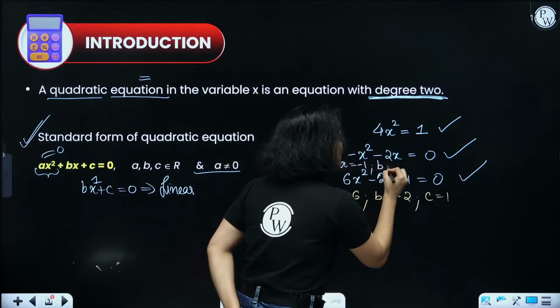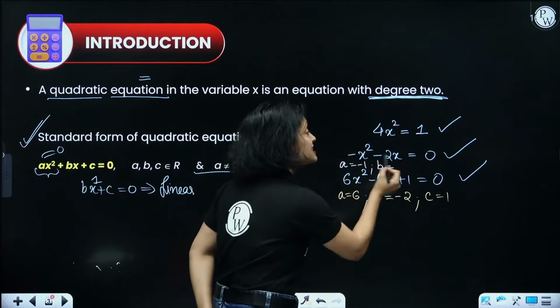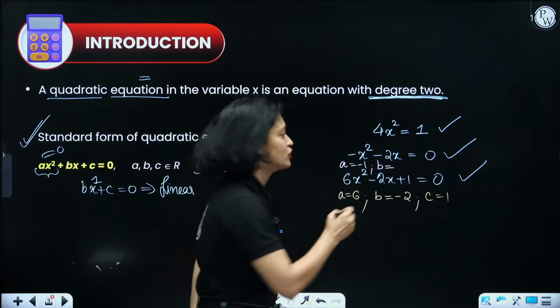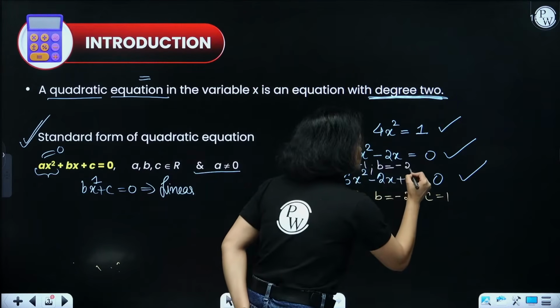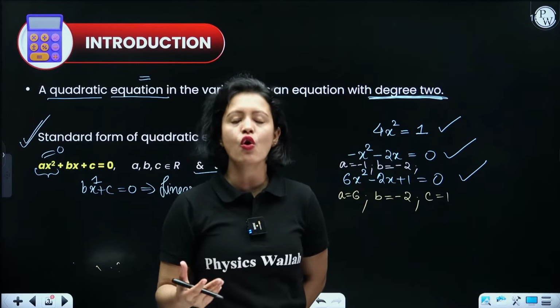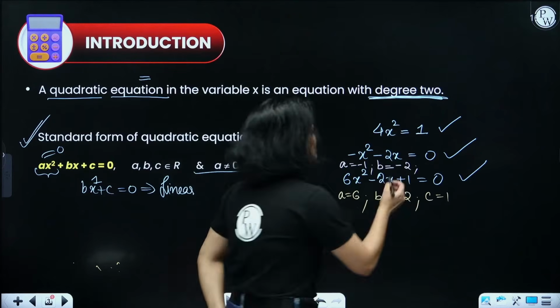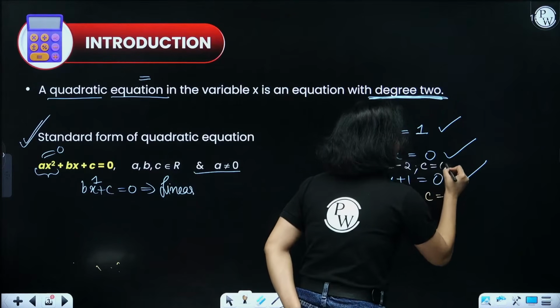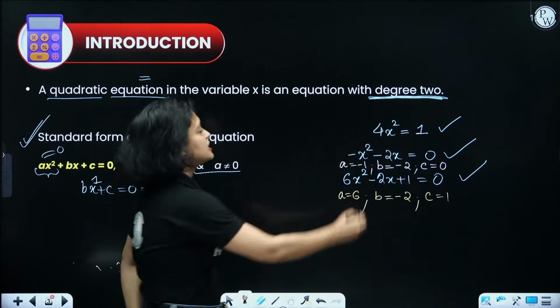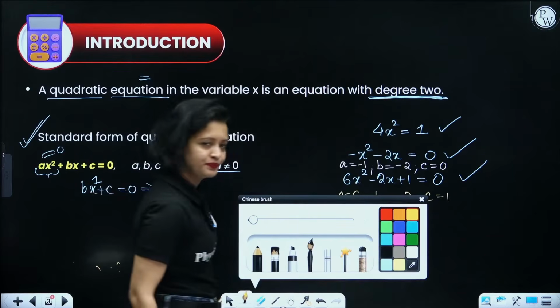What is the value of b, everyone? So b is the coefficient of x. So the coefficient of x here is what? Minus of 2, right? So minus 2. Now can you see any constant here? No, right? So if there is no constant that you can see, that means the constant is 0, right? So that means the value of c here is what? 0. Okay?